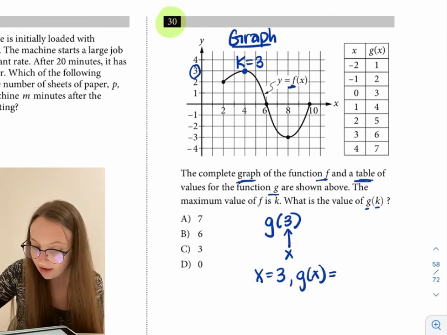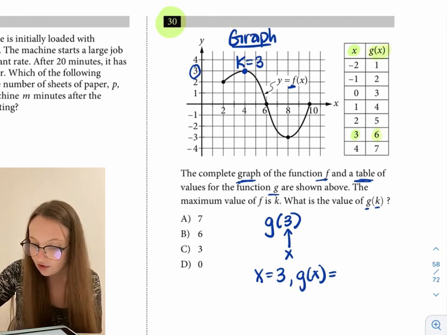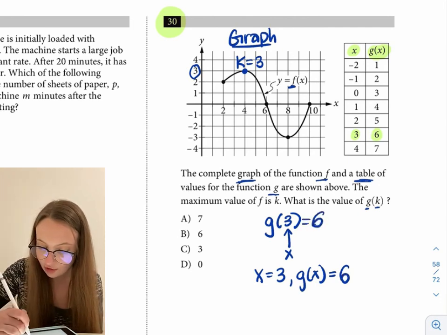So when we go and look that up in the table, x is equal to 3, we can see that corresponds with g of x being equal to 6. So g of x is going to be equal to 6 at that point. So that gives us then answer choice B.